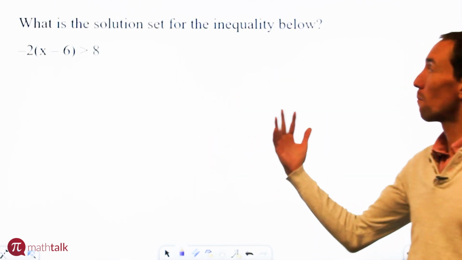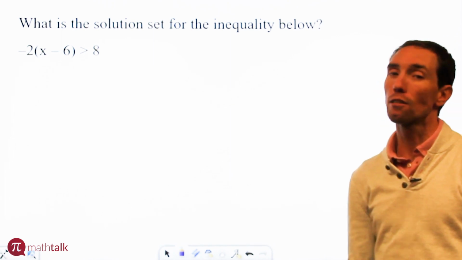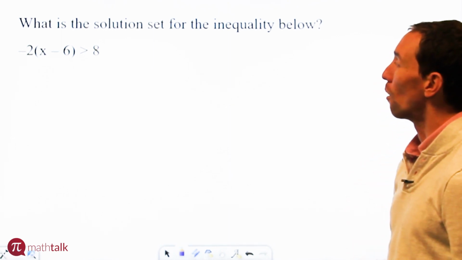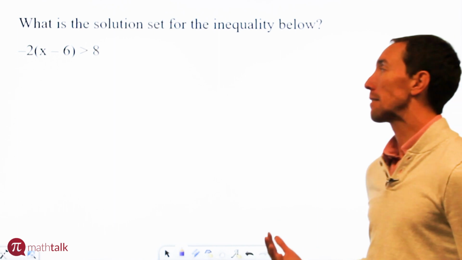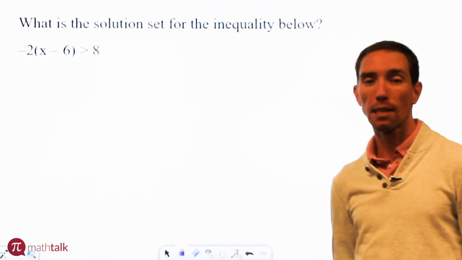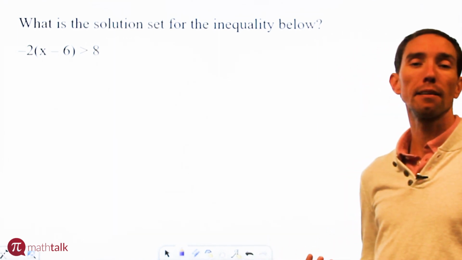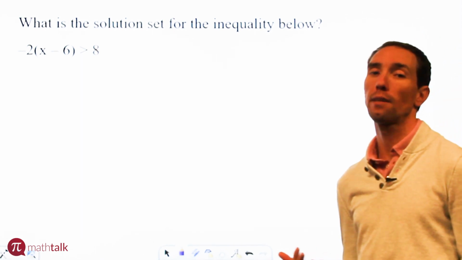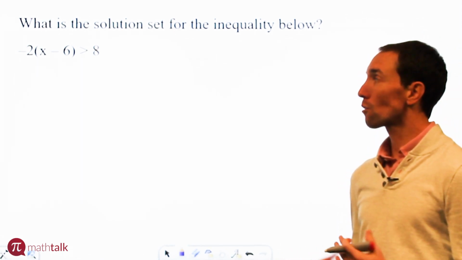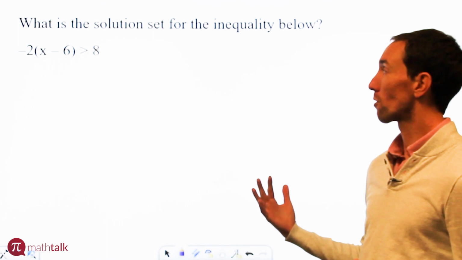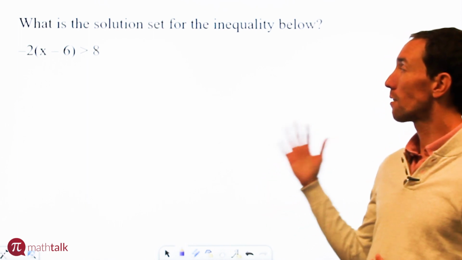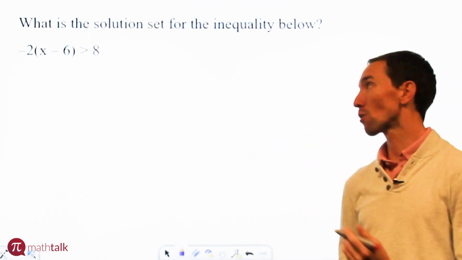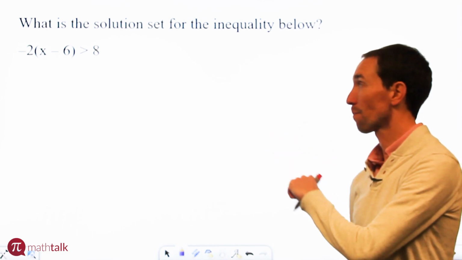We have a problem here with an inequality. It says, what is the solution to the inequality below? Inequalities are basically equations where instead of an equal sign, you have a greater than sign or a less than sign. So they're solved the same way. You just have to make sure that your symbol is in the right direction. So let's go ahead and solve this one.